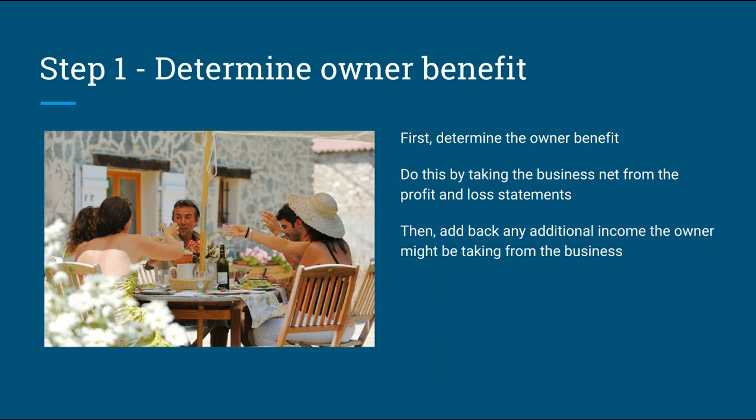Step one is to determine the owner benefit. You do this by taking the business net from the profit and loss statements, also called P and Ls, also called cash flow statements. What you should end up with is a net profit. What you do then is add back any additional income the owner might be taking from the business. Do they take a salary? Are there benefits that the owner is taking?